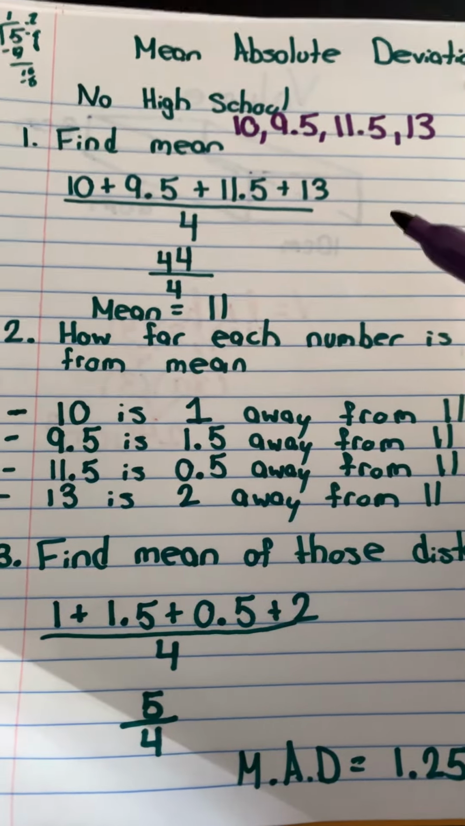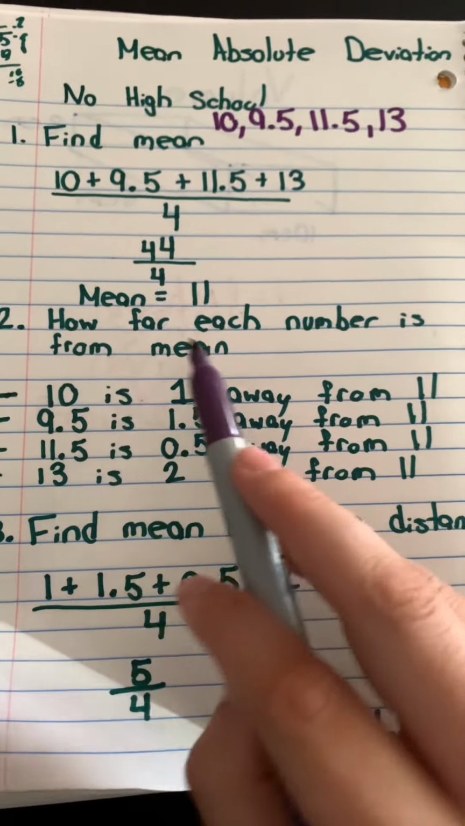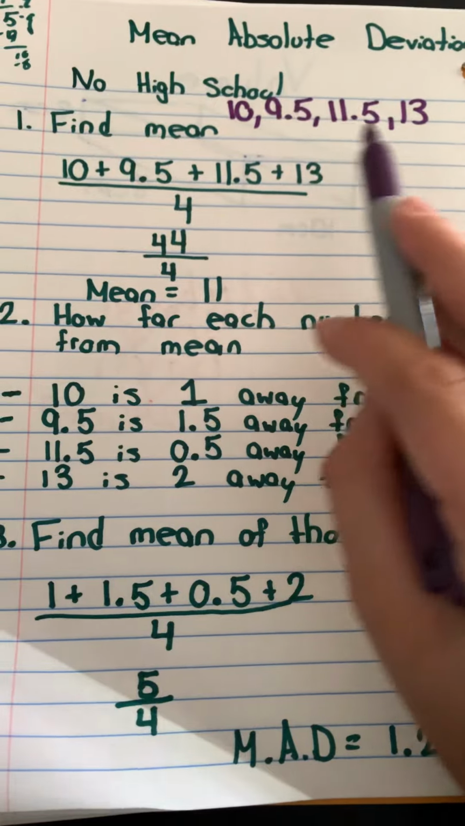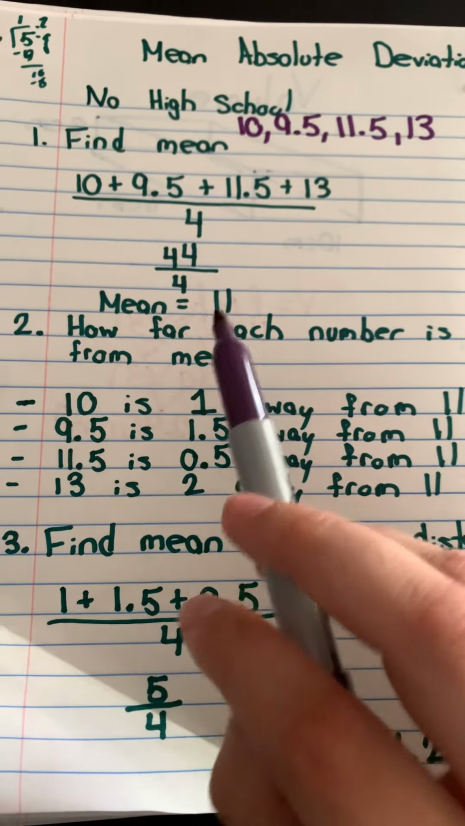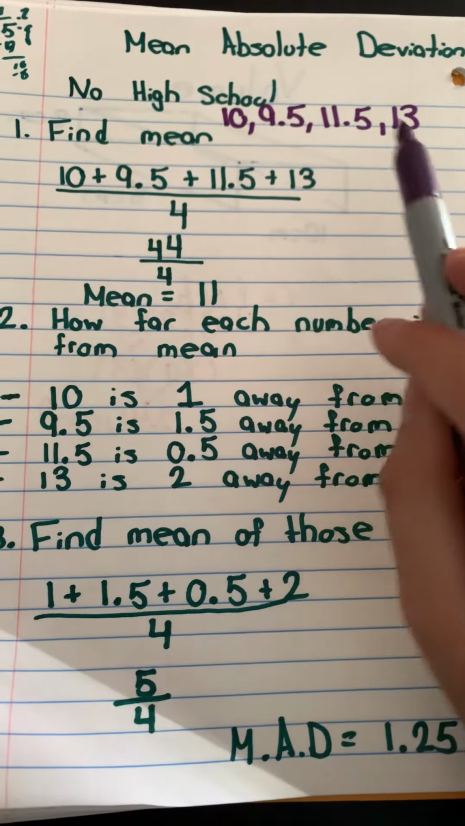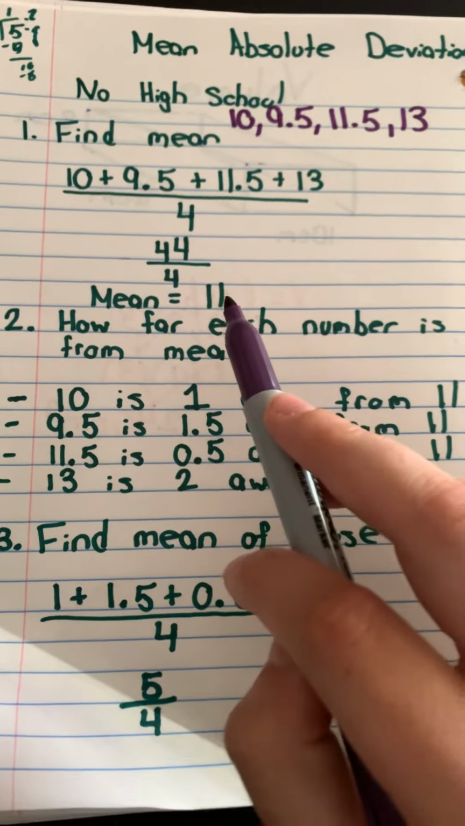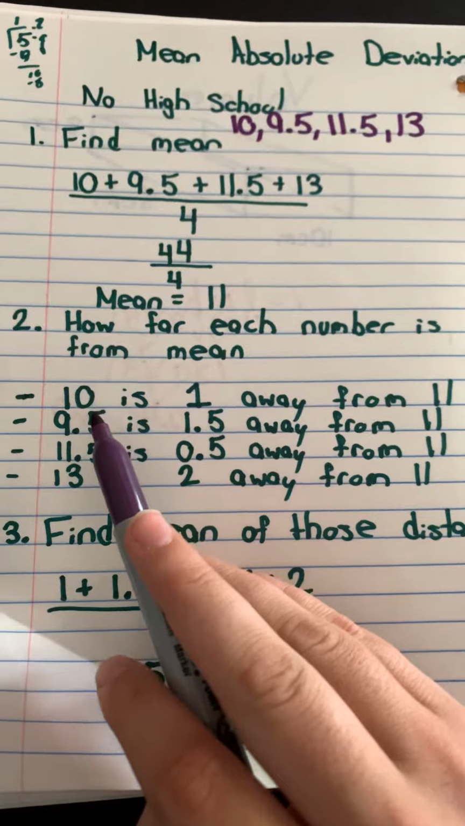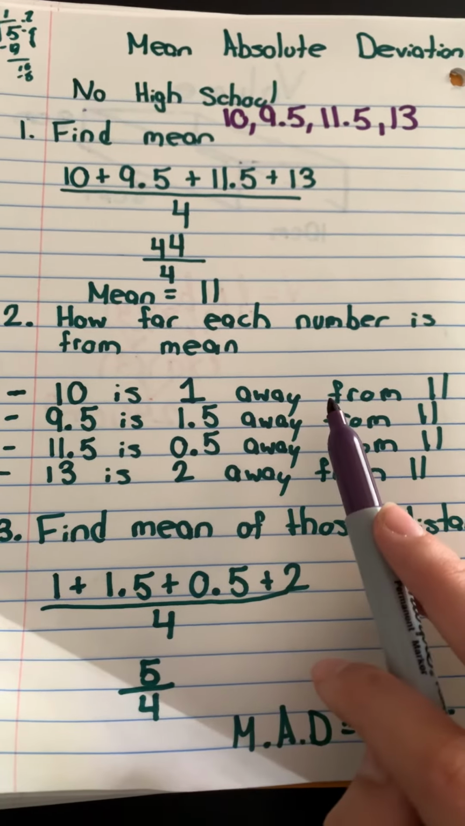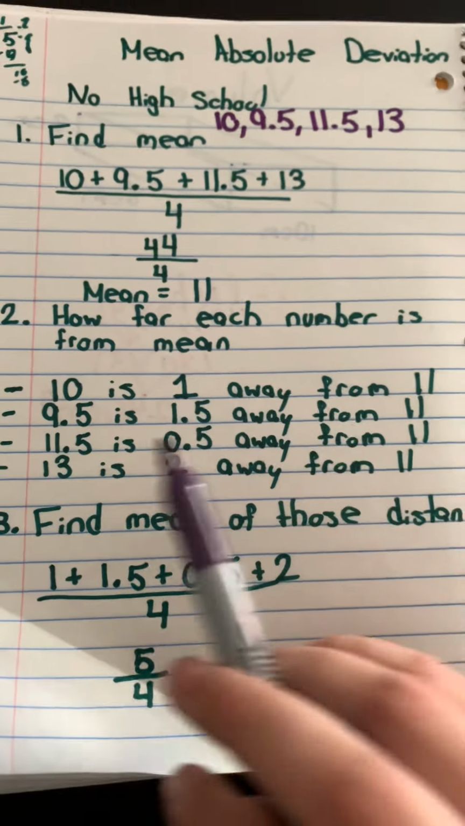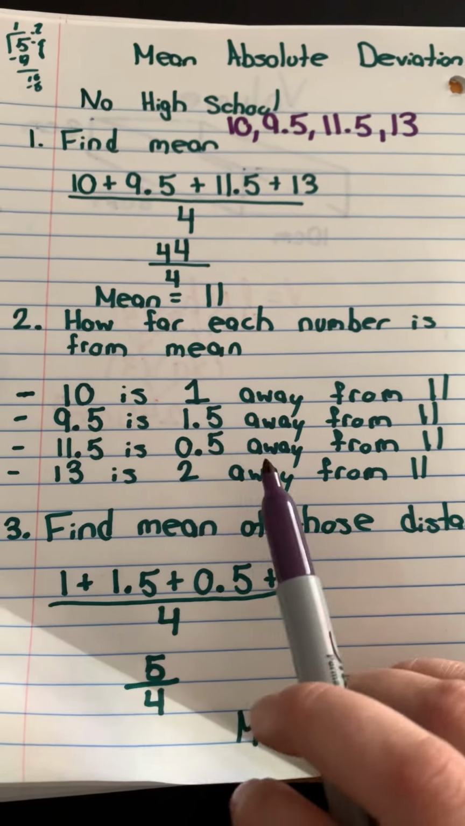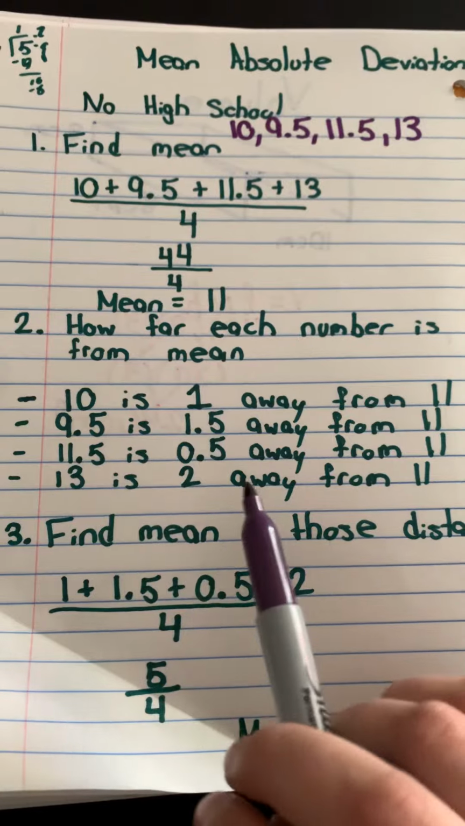So once you find the mean, your second step is to figure out how far each of these numbers are away from the mean. So my mean's 11. So I want to figure out how far each of these numbers are away from 11 because 11 is my mean. So 10 is 1 away from 11. 9.5 is 1.5 away from 11. 11.5 is 0.5 away from 11. 13 is 2 away from 11.